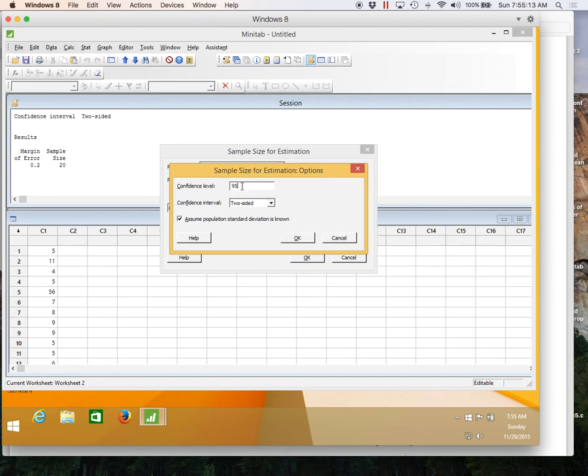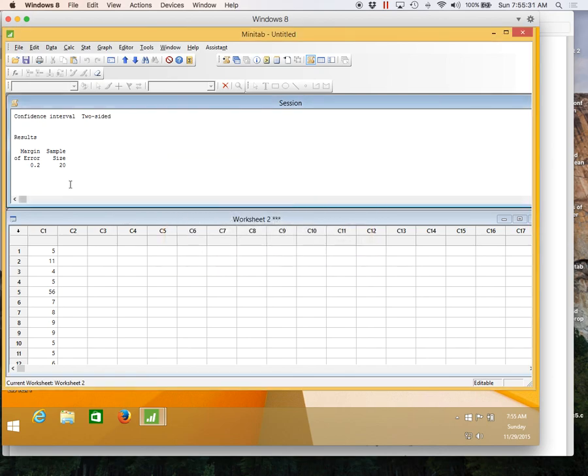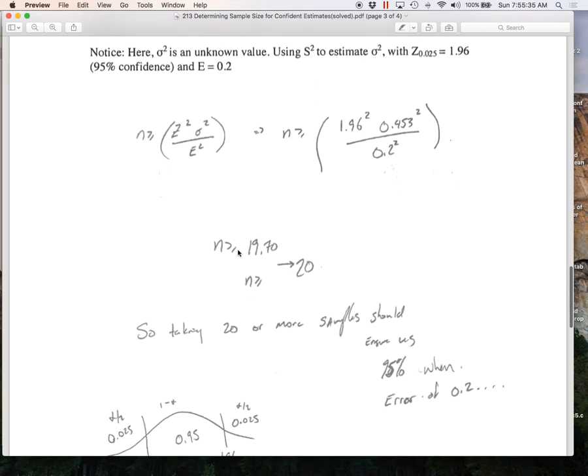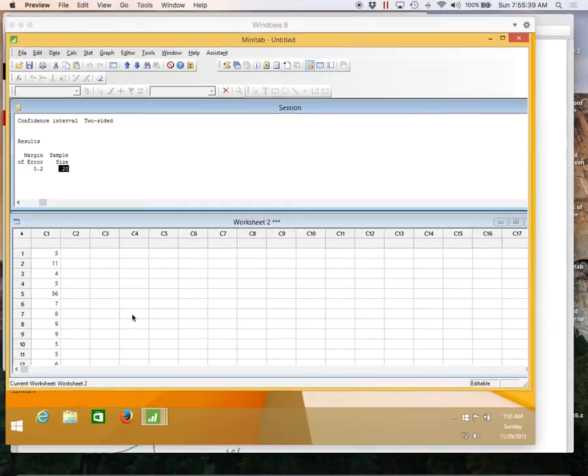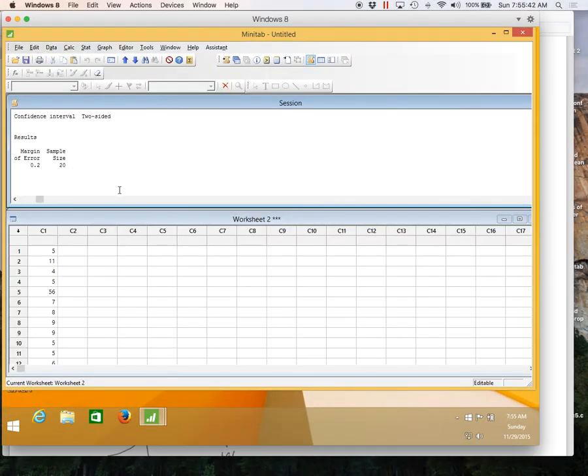You want to make sure your confidence level is whatever you want it to be, 90, 95. You want it two-tailed. And you want to make sure that you're checking off this box if you want Minitab to do the same calculation. We need to assume the population standard deviation is known. Then, of course, you get the sample size that we also calculated. Here we said 19.7, which always rounds up to 20. Minitab does the rounding up as well. We've got 20.